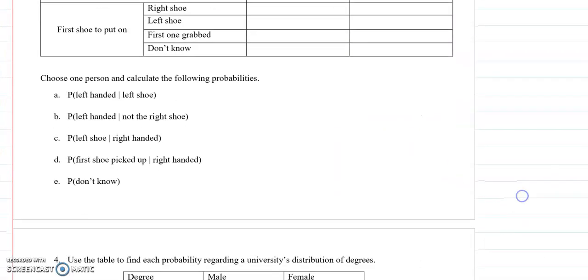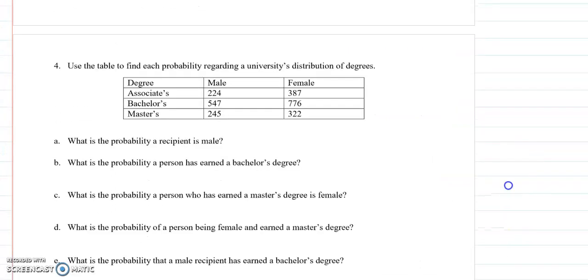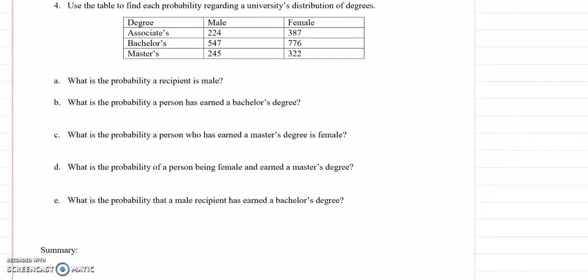We'll skip example 3, and we'll move on to example 4. Use the table to find each probability regarding a university's distribution of degrees. Take a second and fill in the totals. All right, there are my totals. In letter A, what is the probability a recipient is male? There are 1,016 over 2,501.